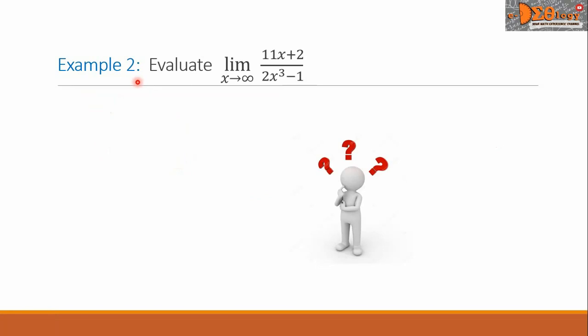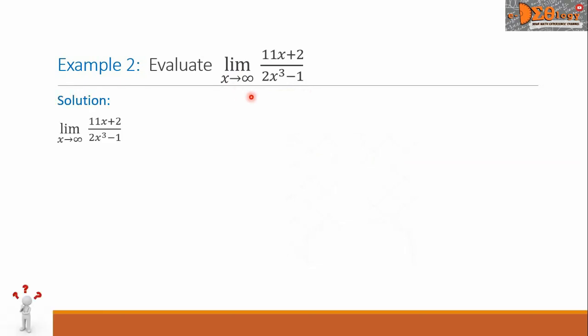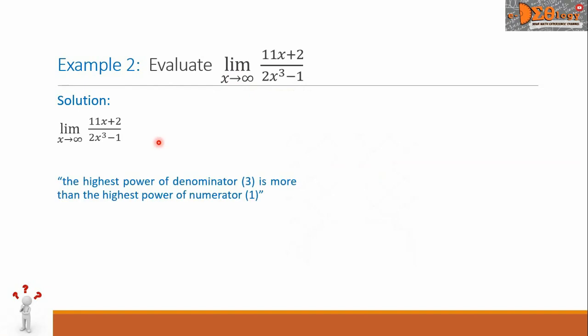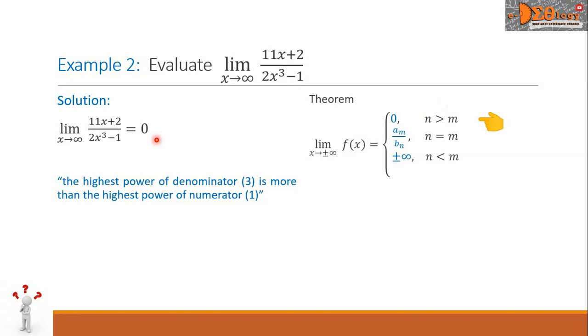Let us have example 2. Evaluate the limit of 11x plus 2 all over 2x cubed minus 1 as x approaches infinity. In here, we can see that the highest power of the denominator, which is 3, is more than the highest power of the numerator, and that is 1. In our theorem, this problem falls on category number 1. So we can write our final answer directly as 0. This is our final answer.